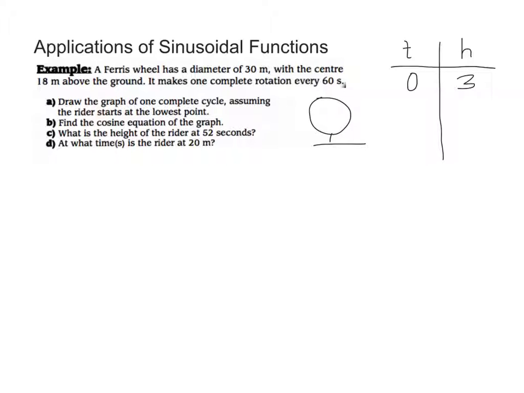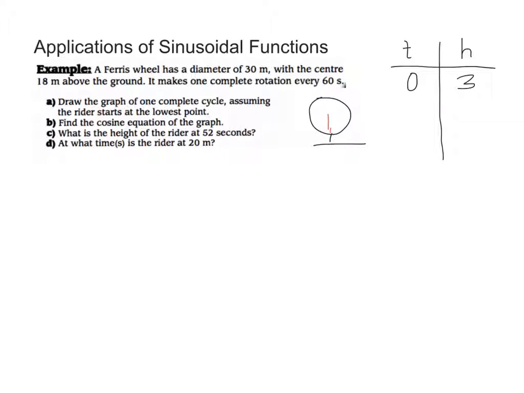3 meters is how far they are at the beginning, because this distance from the center to there, where they get on, is 15, but the center is 18 meters above the ground. So that's the extra 3 meters.